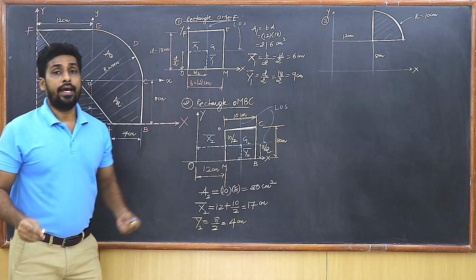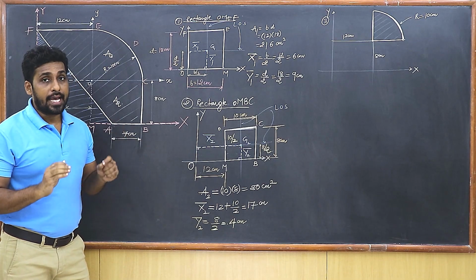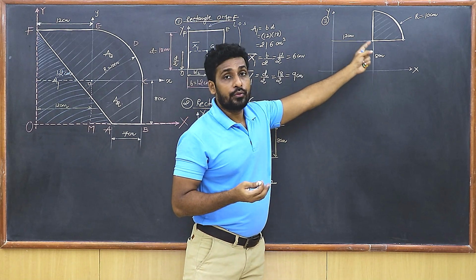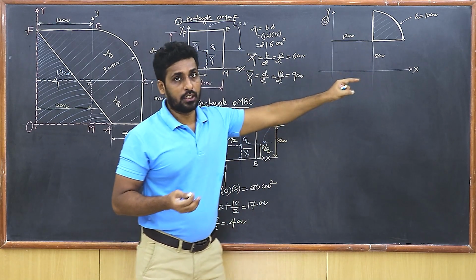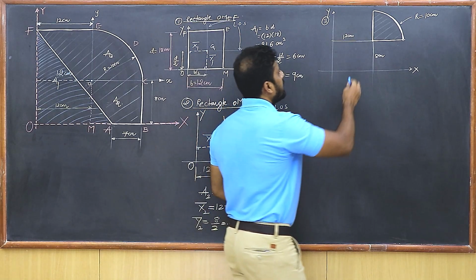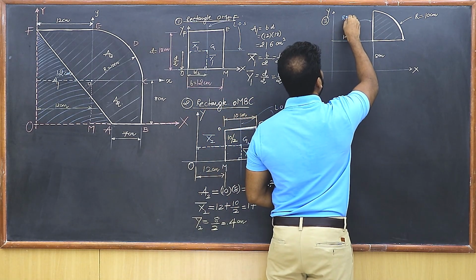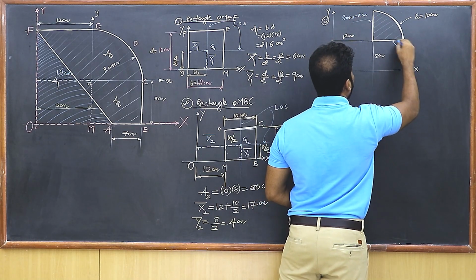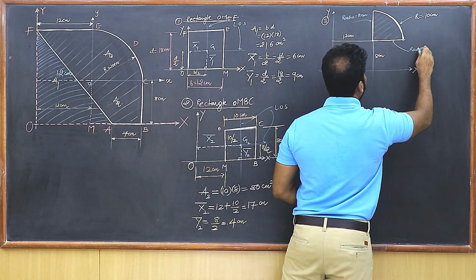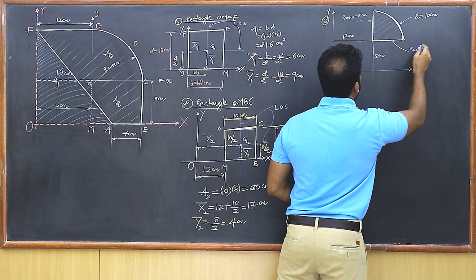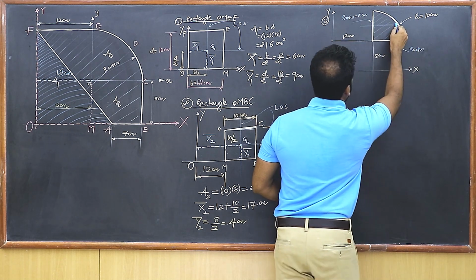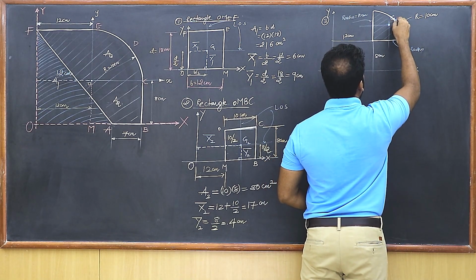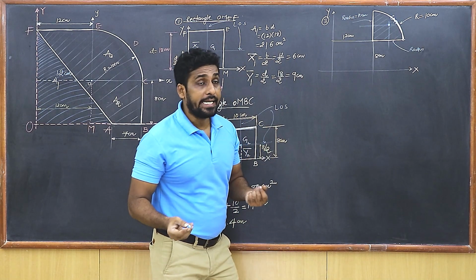Now, don't we recall where the centroid lies for a quarter circle? The centroid lies at 4r upon 3 pi distance from the radii of the quarter circle. So you identify who are the radii. You can see that this is the radius, isn't it? This is the radius and it is 10 centimeter. This is another radius. So you can say that the centroid is going to lie at a distance of 4r upon 3 pi from the radii, isn't it?